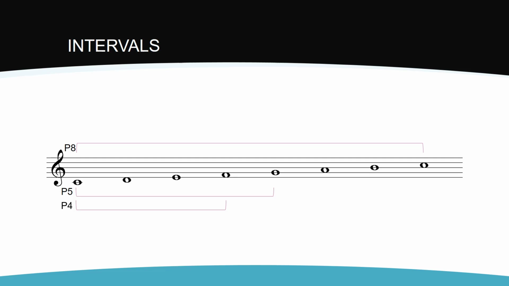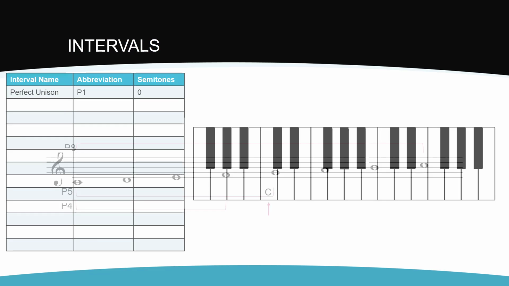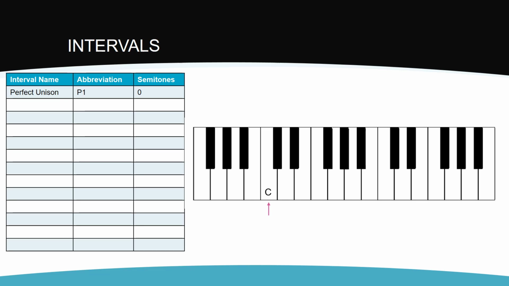In a perfect unison, or P1, there are 0 semitones. There is no distance between a note and itself. In a perfect fourth, there are 5 semitones. In a perfect fifth, there are 7 semitones. And in a perfect octave, there are 12 semitones.